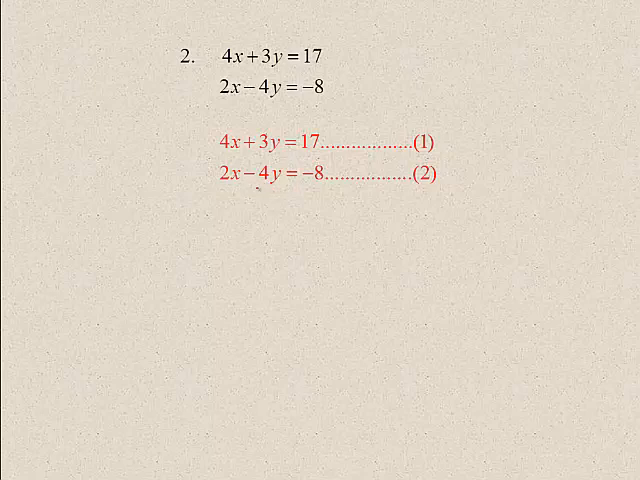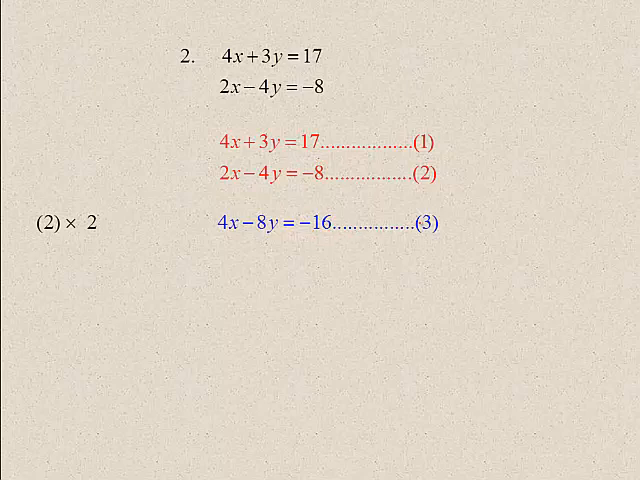But this is an equation. I need to manipulate one of the equations so that either the x's are the same or the y's are the same. In this case, I take equation number 2 and I multiply equation number 2 by 2, which means I multiply the left hand side by 2, I multiply the right hand side by 2. I did not change the equation. If I multiply the left hand side by 2, 2x times 2 is 4x, minus 4y times 2 is minus 8y, is equal to minus 8 times 2 is minus 16.